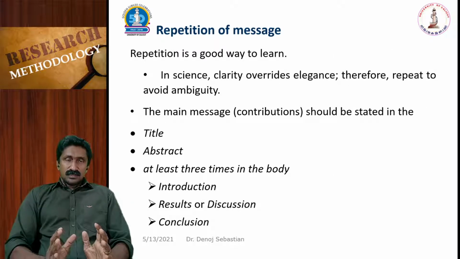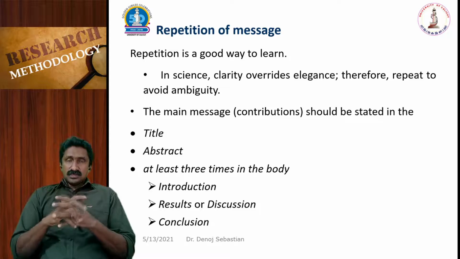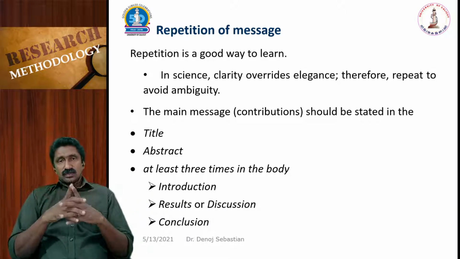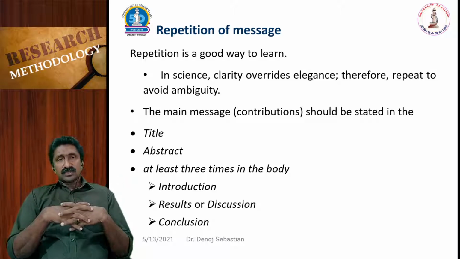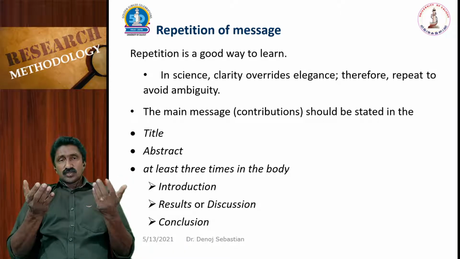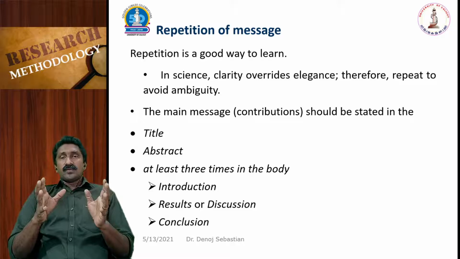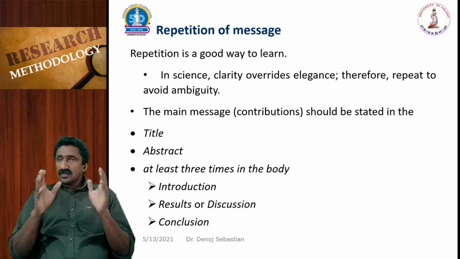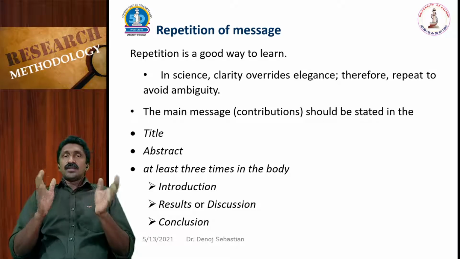Then the next one is repetition of a message. So repetition is something that applies throughout the writing. You have to consider something to be repeated. Repetition is a good way to learn. In science, clarity overrides elegance. Therefore, repeat to avoid ambiguity.